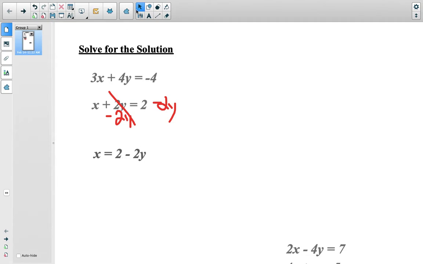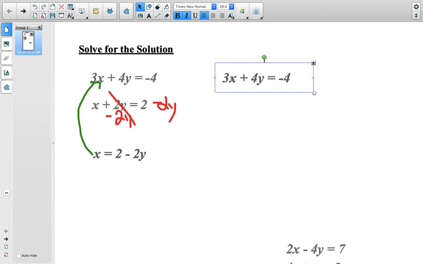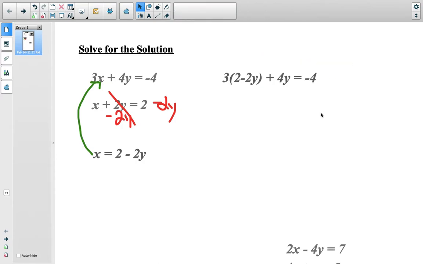Now, this is how we substitute. I am going to take x here, because x is equal to something, and I'm going to plug it in for this x right here. I'm going to substitute it. So if I were to rewrite the equation after substituting, instead of x, I'm going to put in what it's equal to, which is 2 minus 2y, and then I keep the equation the exact same. All I did was plug it in.